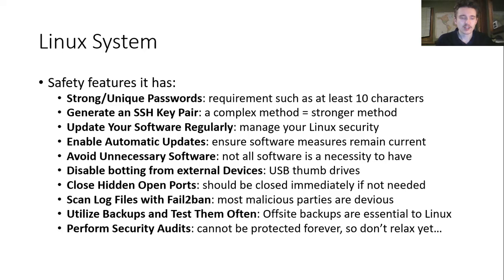Next, disable booting from external devices. Beware that malicious parties can easily use external devices such as a USB thumb drive, like this one I have right here, to gain access to sensitive information. Disabling booting for external devices may reduce the potential for physical attacks, which can be used for damaging and hacking. Close hidden or open ports, because they can reveal network architecture information while extending attack surfaces. Ports that are not absolutely needed should be closed immediately.